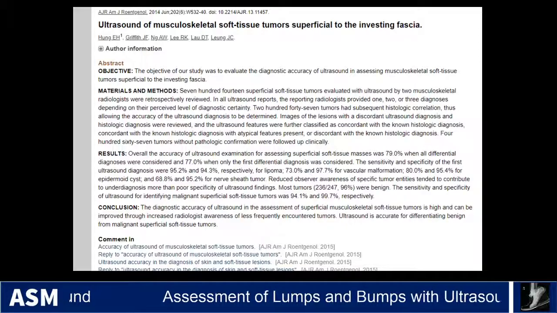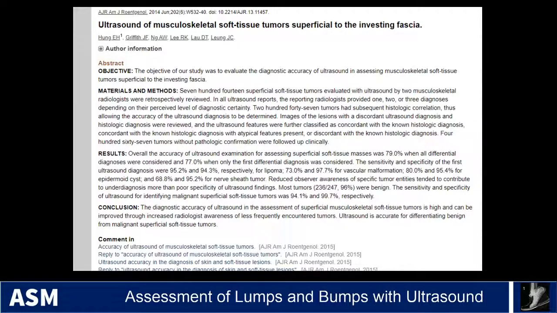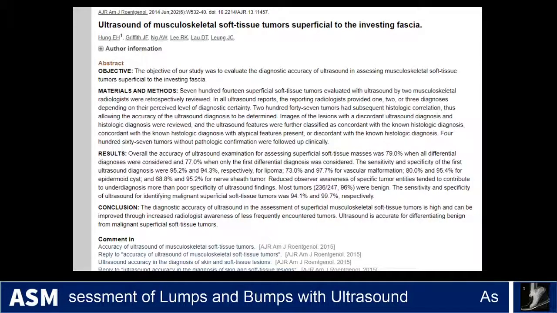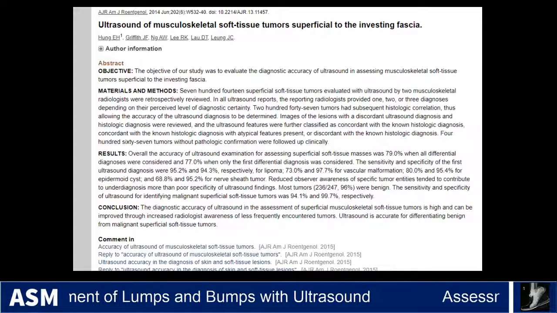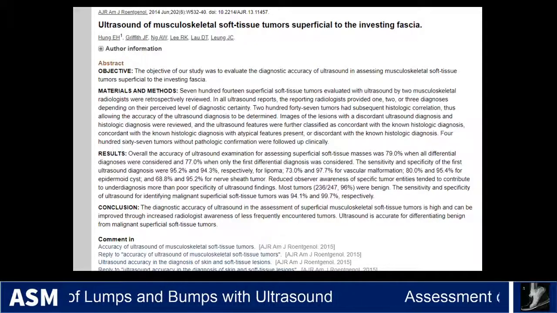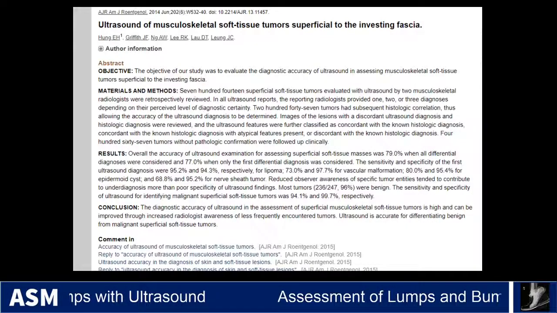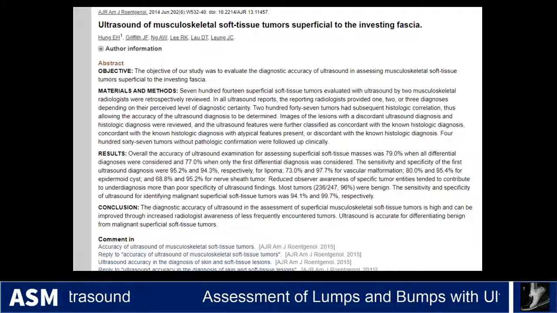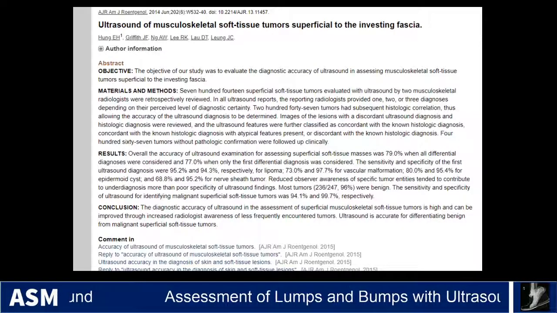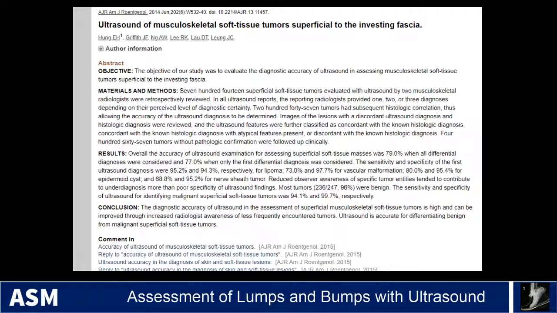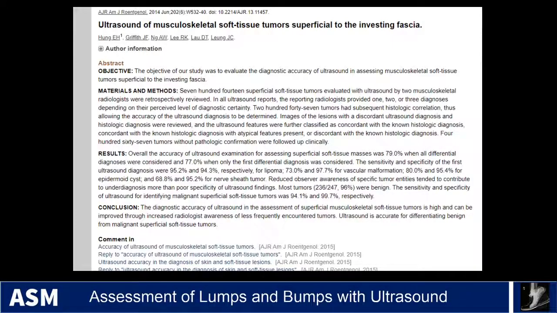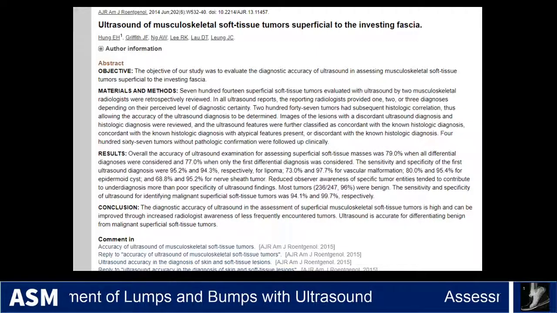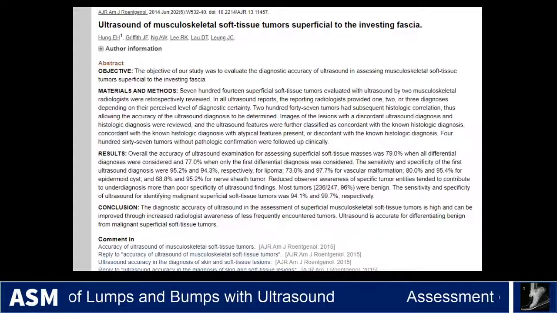And then when you look only at the top diagnosis in that list that they gave, 77% accuracy. In this paper, 96% of the masses were benign. And then they went and looked at the sensitivity and specificity for some of the more common masses that they encountered. And so for the first one, the lipoma, they reported approximately 95% sensitivity and 94% specificity.